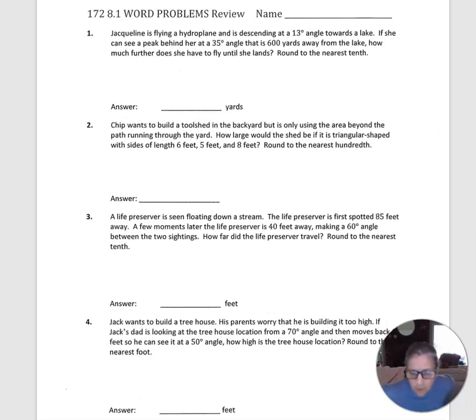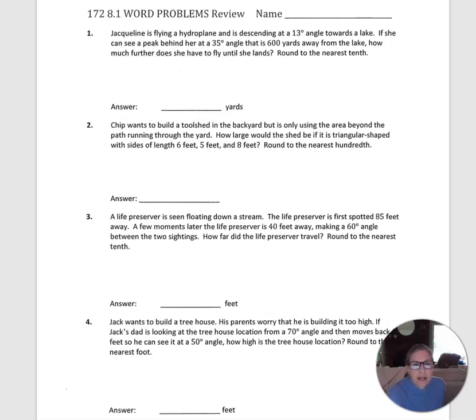Okay, we are on the word problems review. I am going to jump through a couple of these. I'm going to start with the first one. Let's just get started because it's hard.